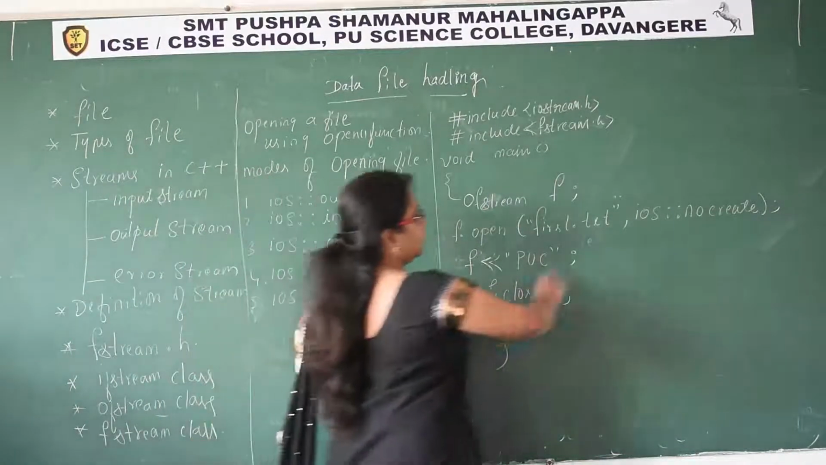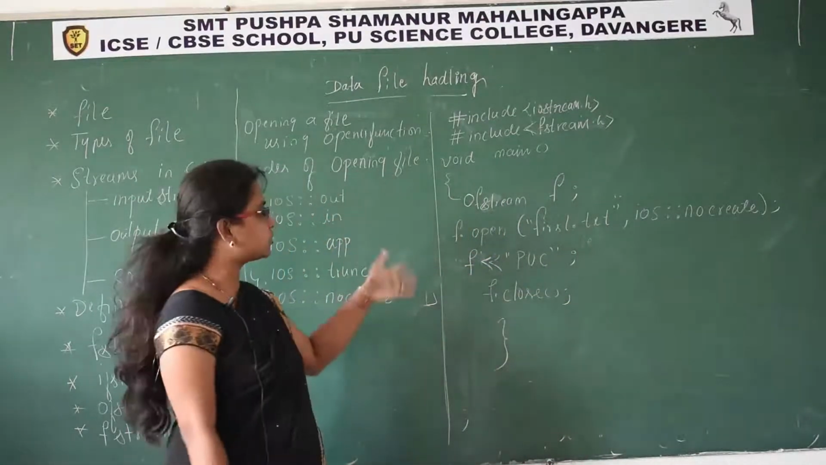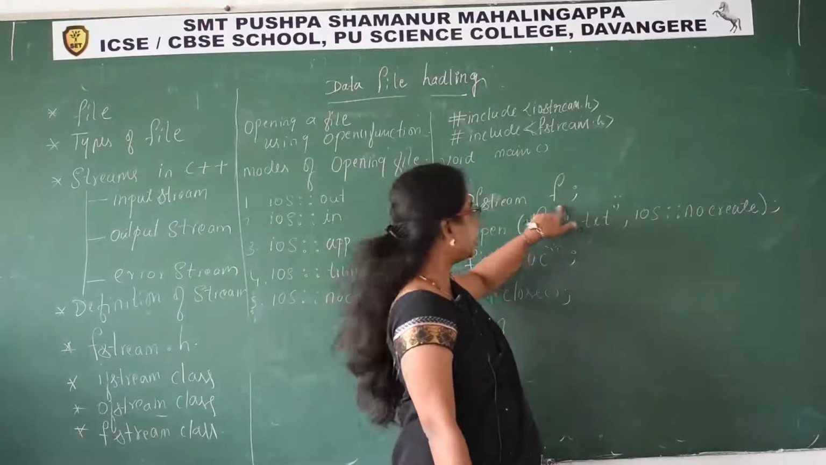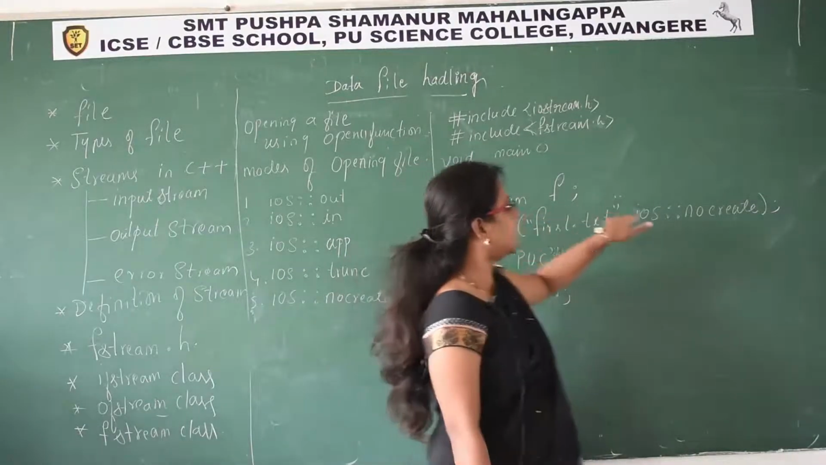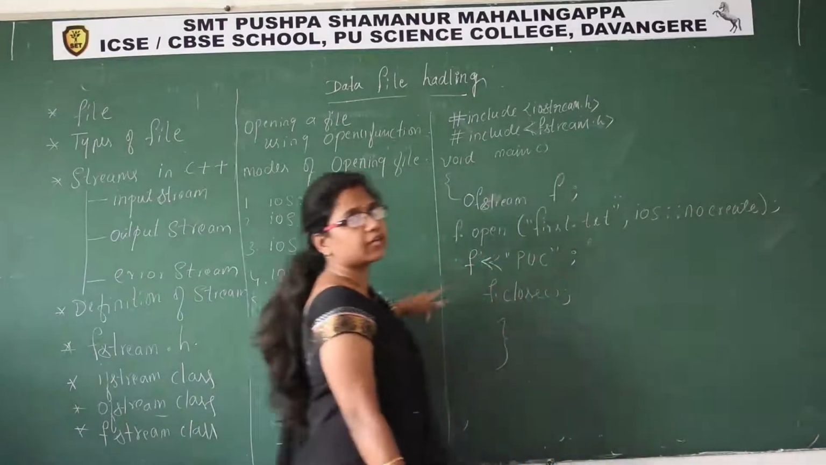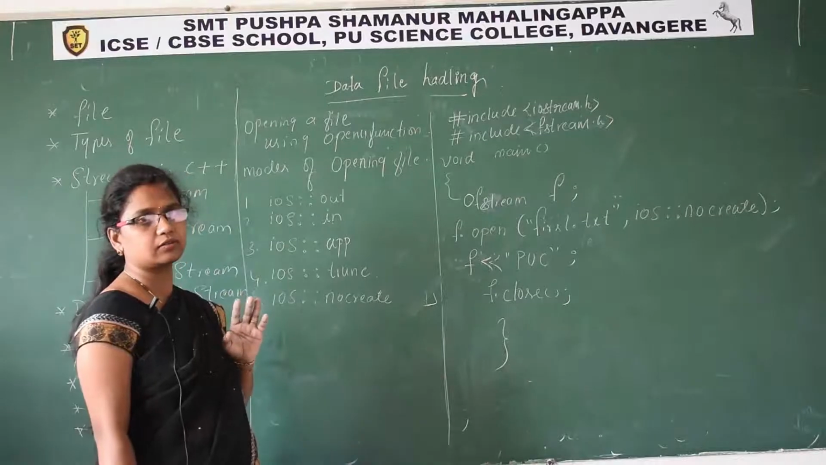Now, no create means I am going to write data into the text file. That's why I have taken ofstream f, so it indicates a file write operation. Then I have taken no create here. If the file is not there, it should not create the file. If the file is there, it opens the file and writes the content to the file. Clear?